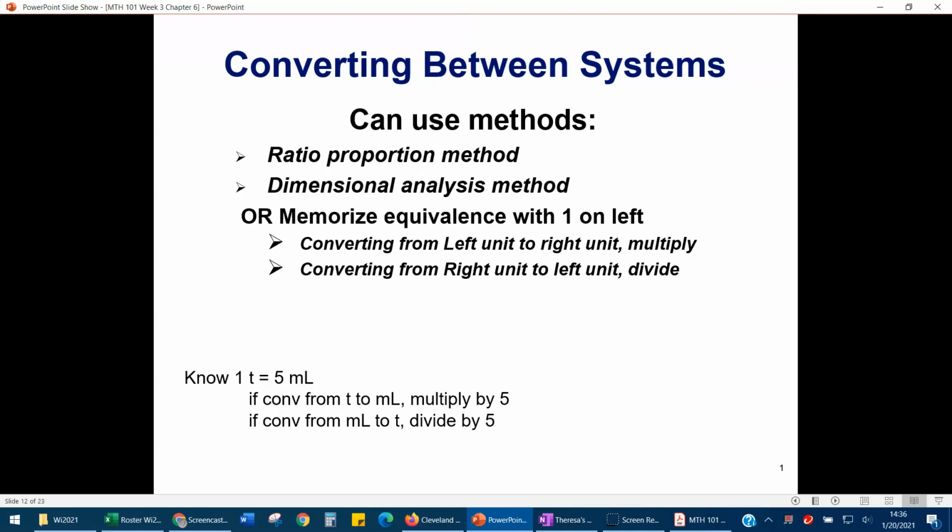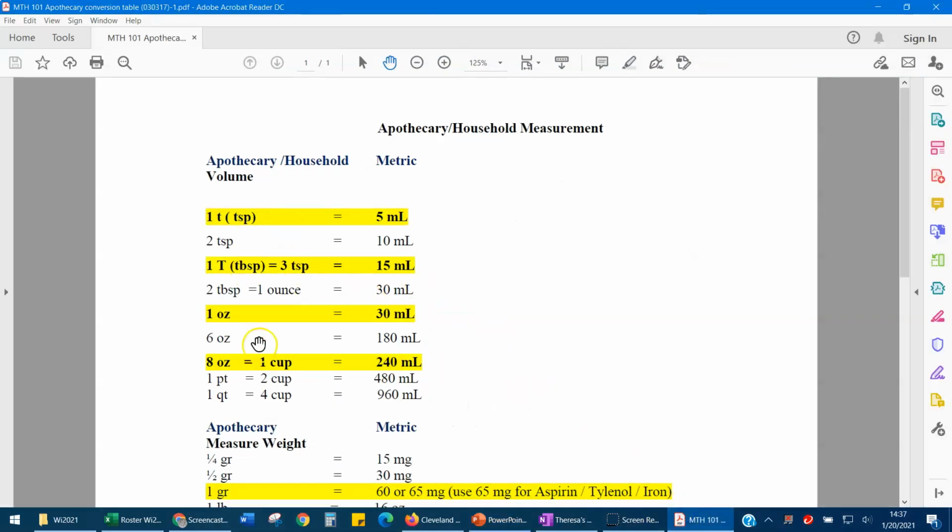So converting between the two systems of measurement, between metric and our household, we can use the ratio and proportion method. Again, we can use the dimensional analysis method, or we can use what I call my multiply divide method, which it's not my method, it's just the way I do it, and I'm sure many other people before me did it that way. But to use all the methods, you have to memorize all the conversions on your sheet.